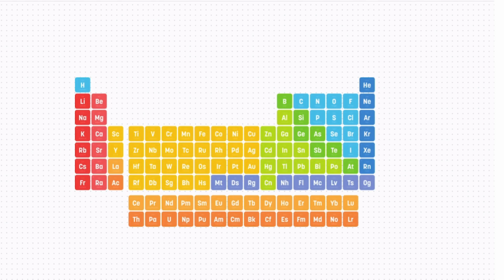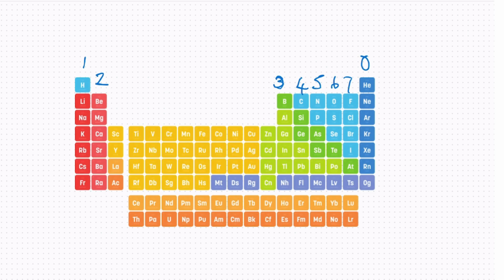Hi, today we're going to take a look at the periodic table. Now the periodic table contains lots of different elements and it tells us a lot of information about these elements. We're going to start off by looking at the groups. Now we've got 1, 2, 3, 4, 5, 6, 7, 8 groups.